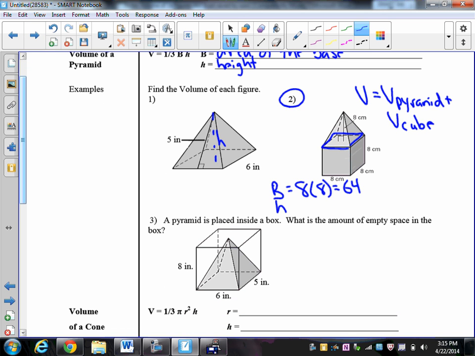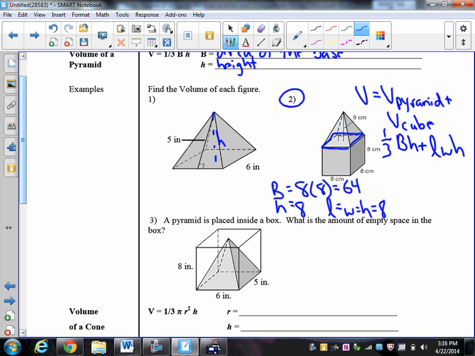The height is 8, and I also have a length equal to width equal to height. Those are all 8. So whenever I find the equation, it's going to be 1/3 base times height plus length times width times height. I'll allow you to finish that problem off.